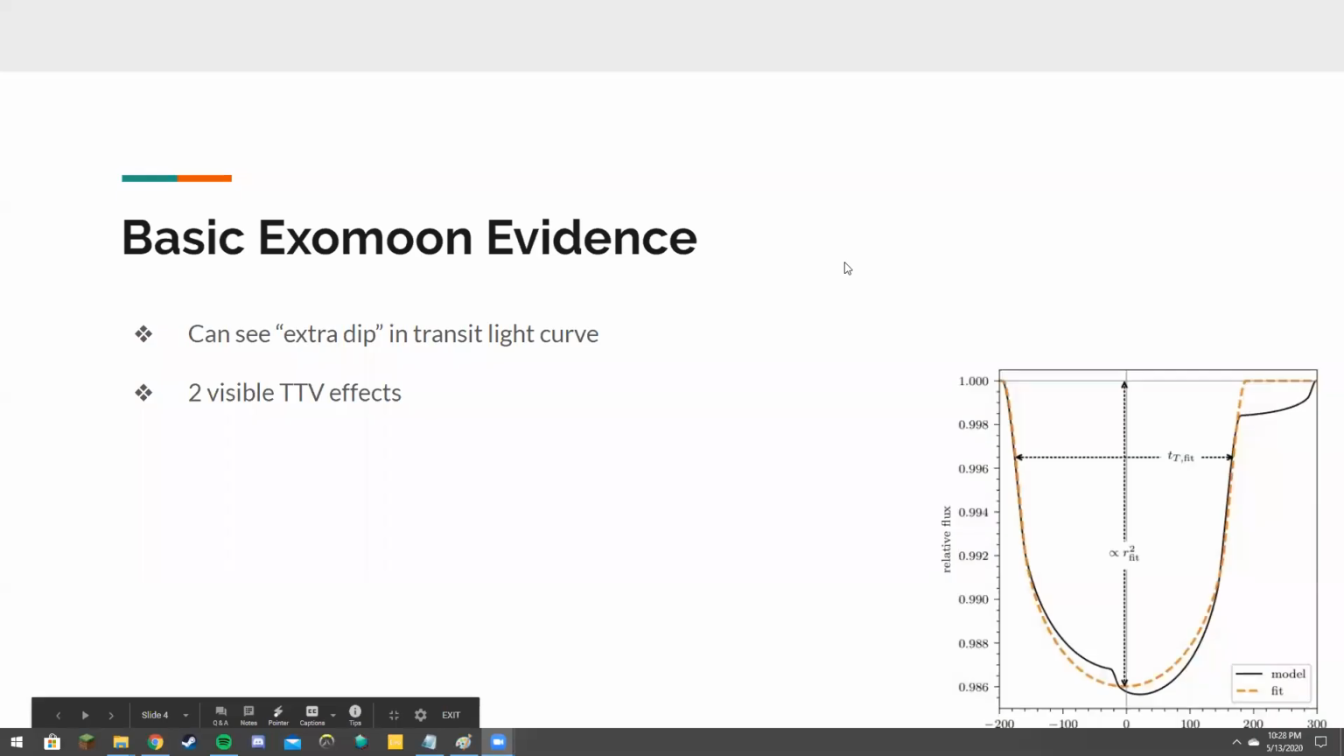Okay, getting back to it. Also in this exomoon evidence plot we have here, we see two visible TTV effects that can be inferred from this plot. One of them comes from the additional dimming of the star by a sufficiently large moon, which shifts the photometric center of the combined transit. And the other TTV effect comes from the fact that the midpoint of the planetary transit changes between transits with respect to the planet-moon barycenter.